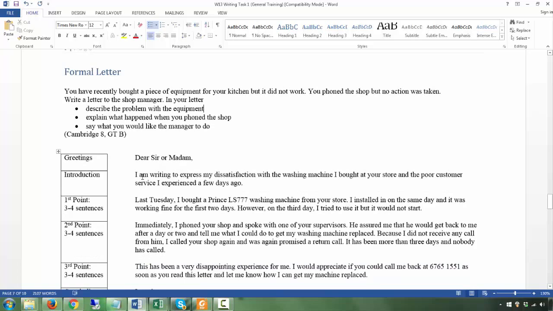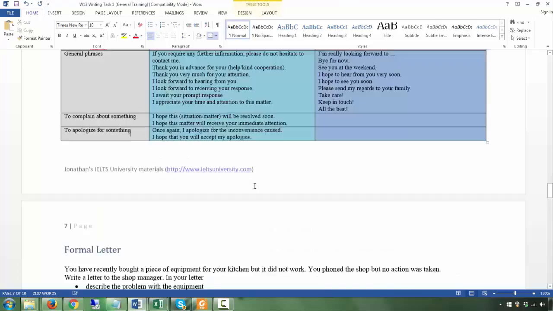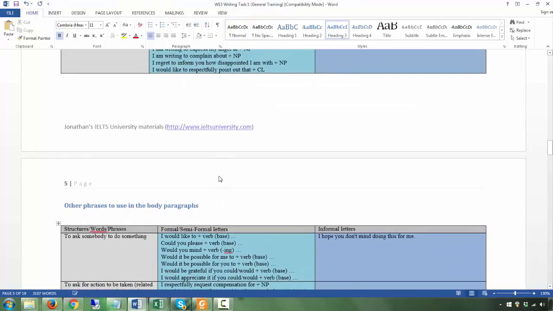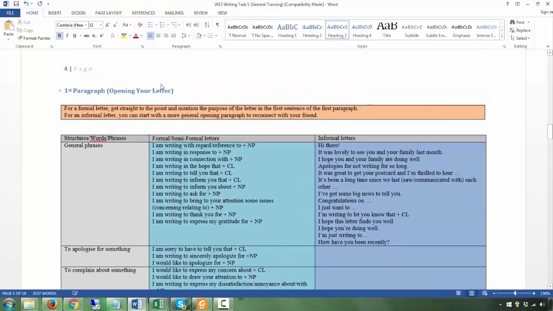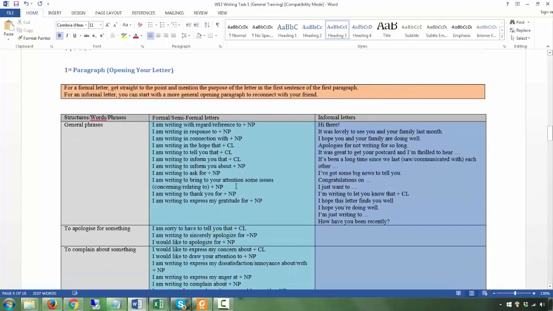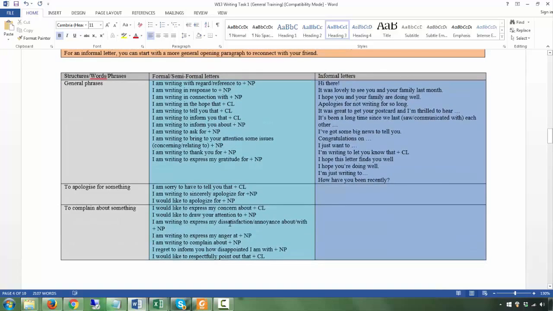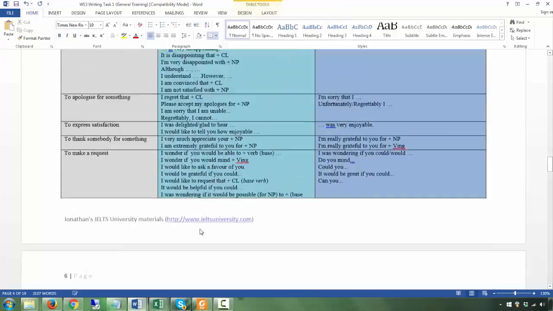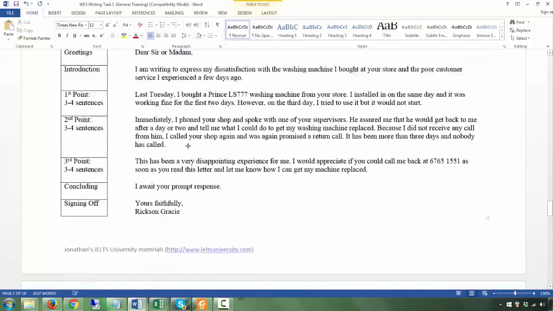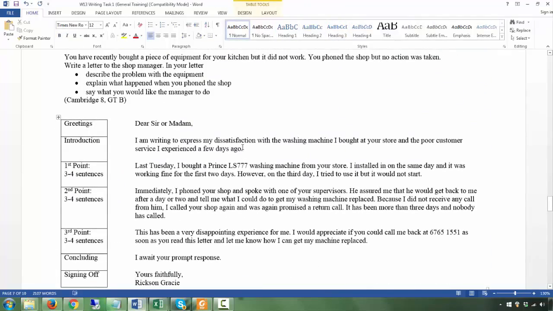Introduction. You get straight to the point. What is the purpose of writing? I'm writing to express my dissatisfaction with the washing machine I bought at your store and the poor customer service I experienced a few days ago. Okay. So I got this from, I'm writing to express my dissatisfaction. First paragraph, I'm writing to express my, it's somewhere here, to complain about something. I'm writing to express my dissatisfaction with something. Okay. So that's the first sentence. It's quite a long sentence, right?